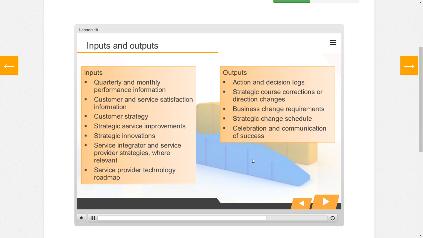As with any meeting that produces action logs, someone must be accountable for making sure those actions take place. This is often the role of the service integrator.